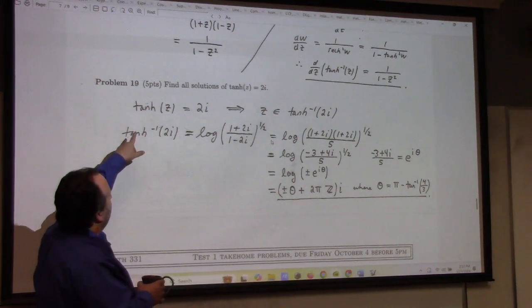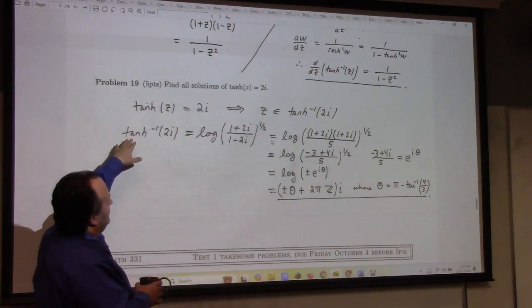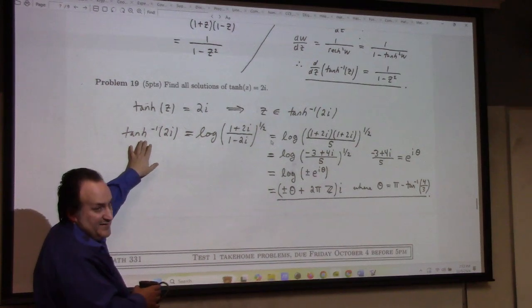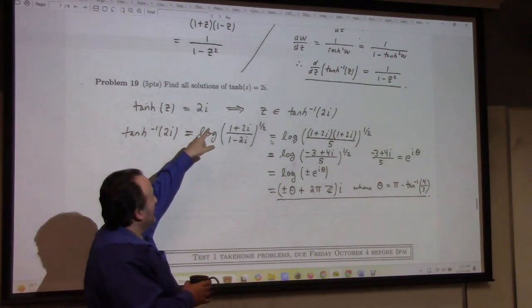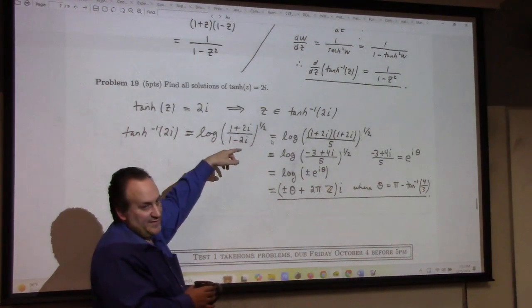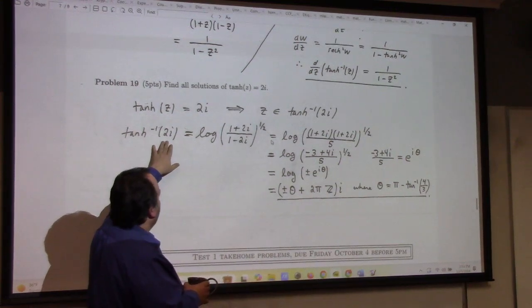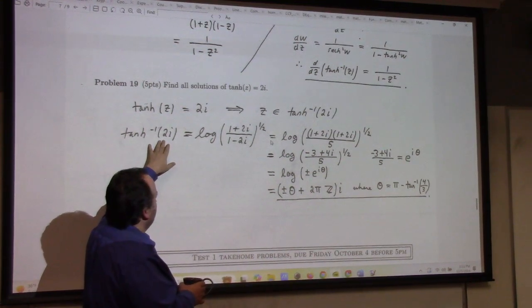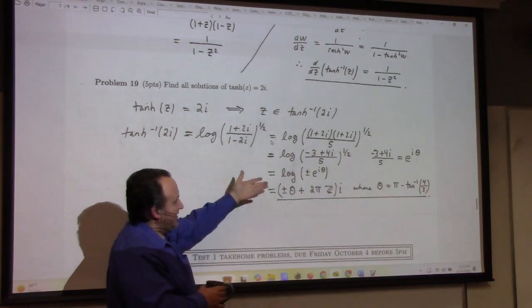Oh, and then here, that's just a follow-up, easy question. You already got the formula for inverse hyperbolic tangent, so use it. To solve for z, we take inverse hyperbolic tangent of both sides. And so inverse hyperbolic tangent of 2i is the solution, which is this, which works out to that as it happens.